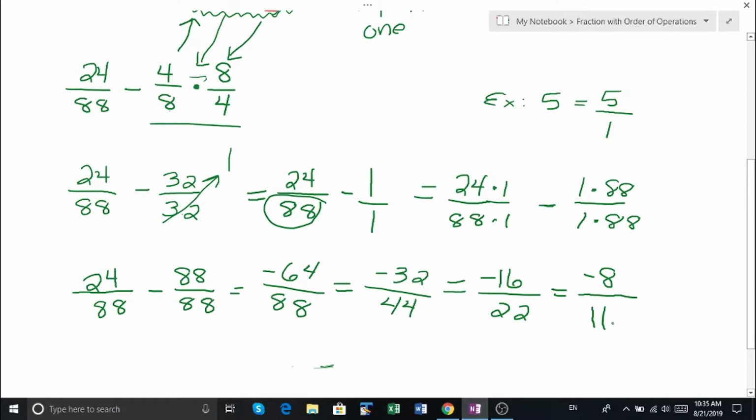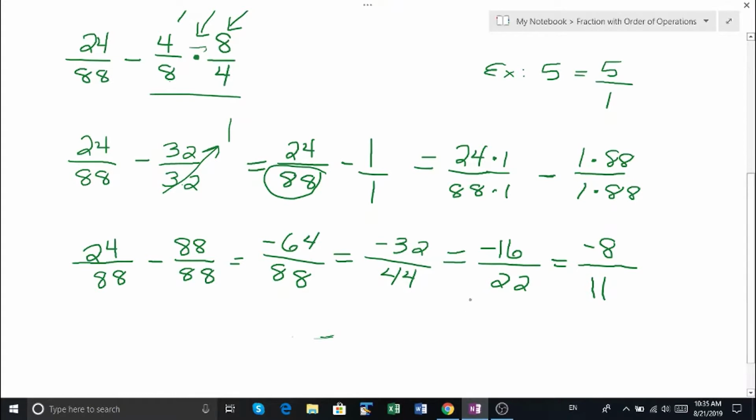So now you can see 11 is a prime number, and 8 does not share any factors with 11 other than 1. So we're done reducing. So our final answer is negative 8 over 11.